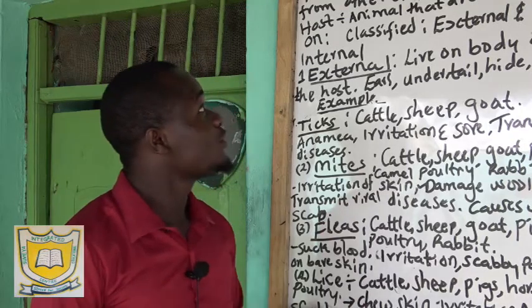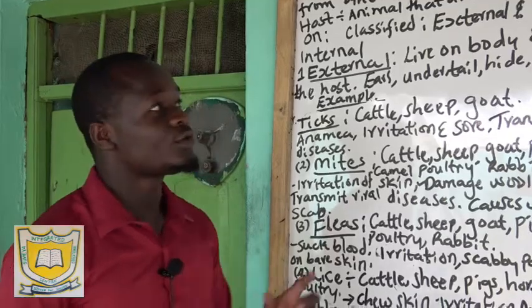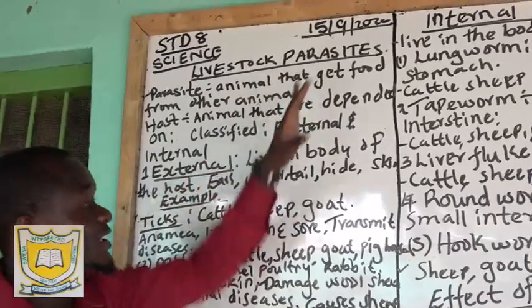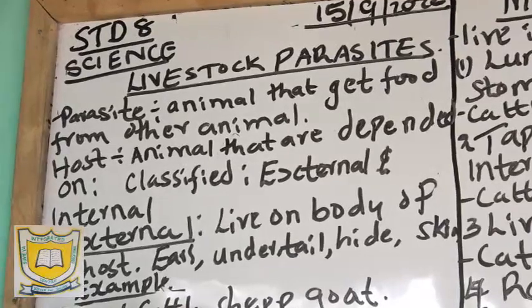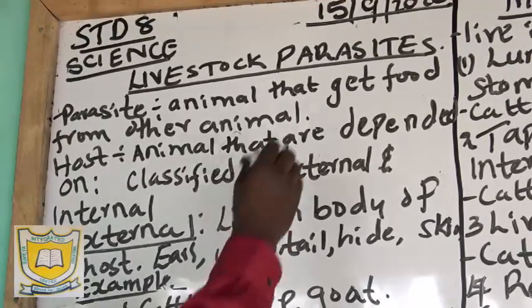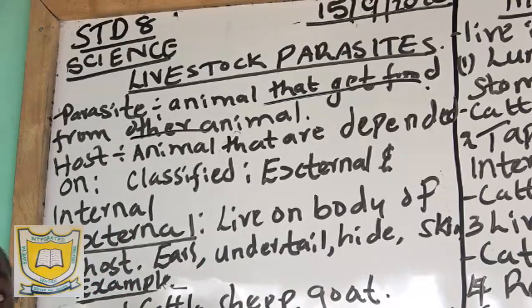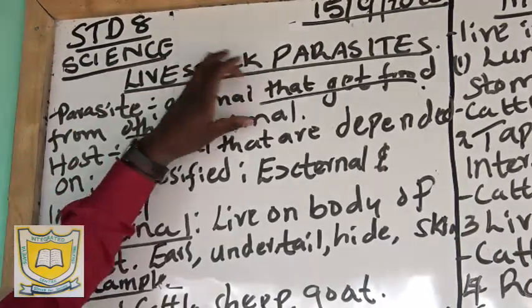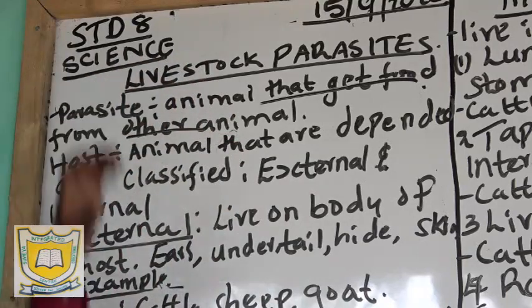Today we are going to discuss livestock parasites. When you talk about a parasite, we have to identify the specific meaning of what we call a parasite. Parasites are just animals that get food from other animals. They depend on other animals specifically for food, and they can also depend on other animals for shelter or habitat. If an animal depends on another animal for food, but that animal does not gain anything from the one feeding on it, we call it a parasite.